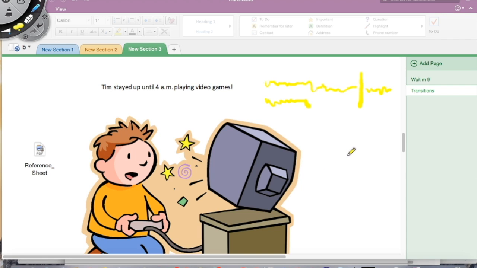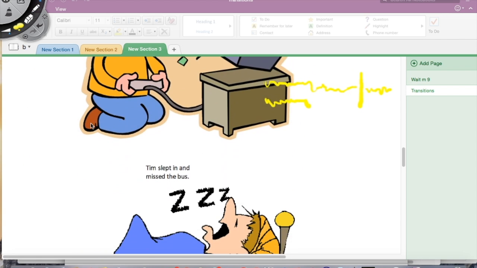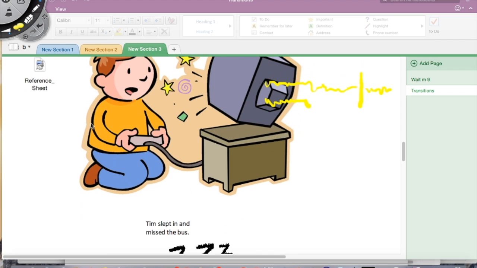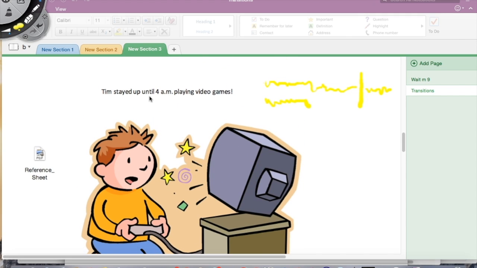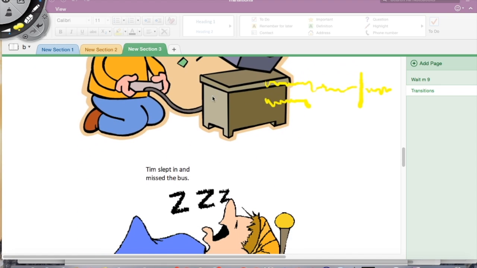All right, you're back. I hope that you said something to do with transition words. In this particular scenario, it would make sense to add a word in there. You may have a different one than me, but the one that I came up with is consequently. Let's read it with the word consequently. Tim stayed up until 4 a.m. playing video games. Period. Consequently, Tim slept in and missed the bus.